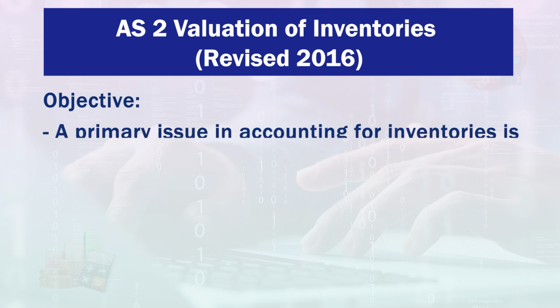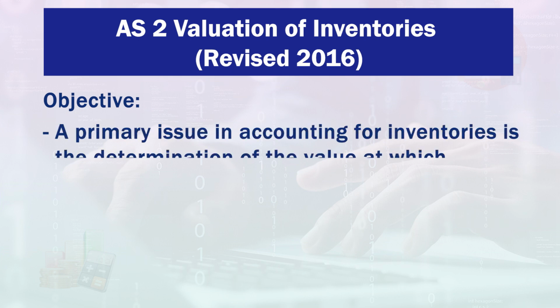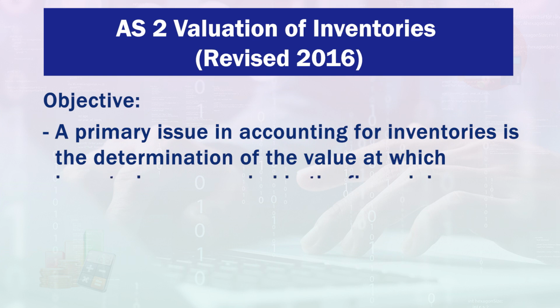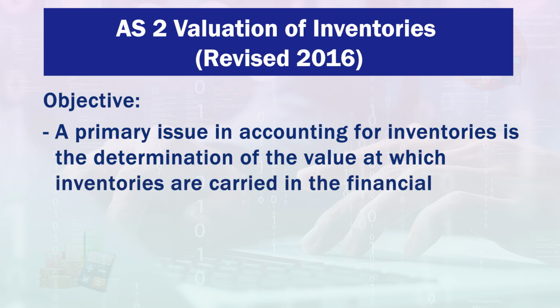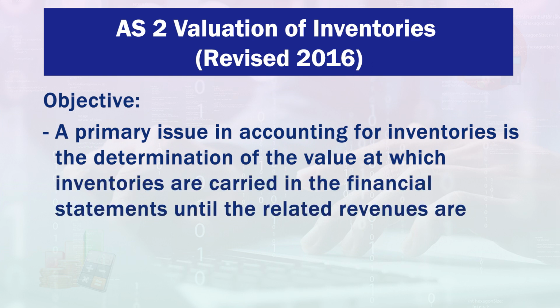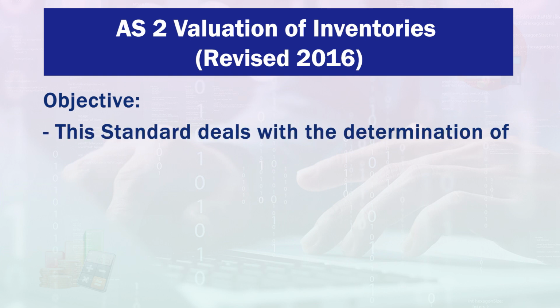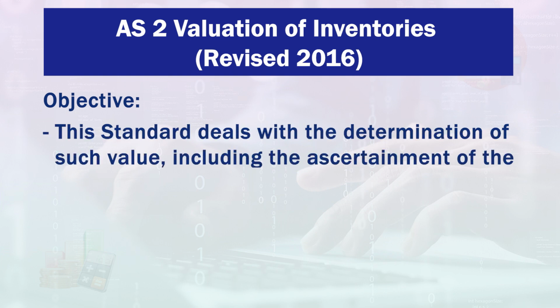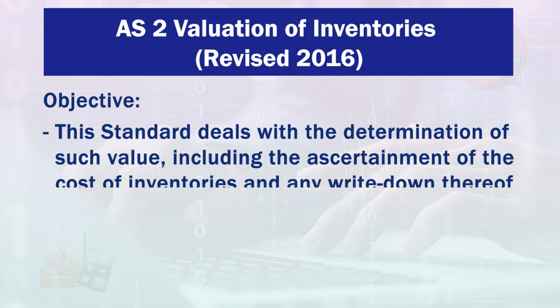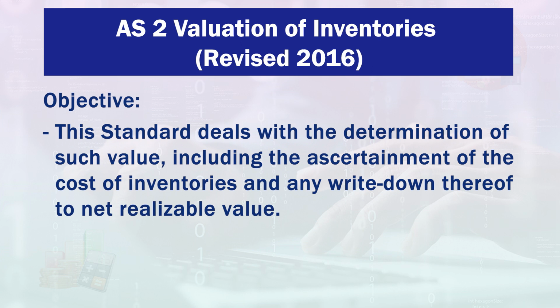Number 1, a primary issue in accounting for inventories is the determination of the value at which inventories are carried in the financial statements until the related revenues are recognized. Next, this standard deals with the determination of such value, including the ascertainment of the cost of inventories and any write down thereof to net realizable value.